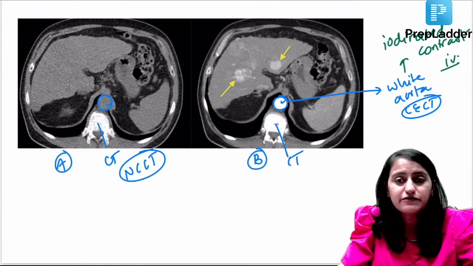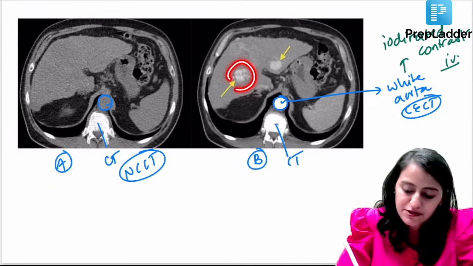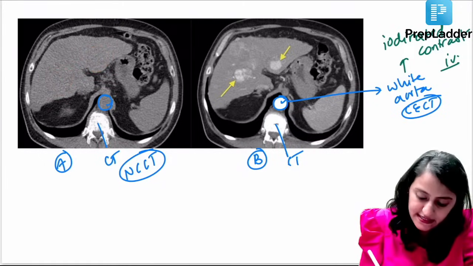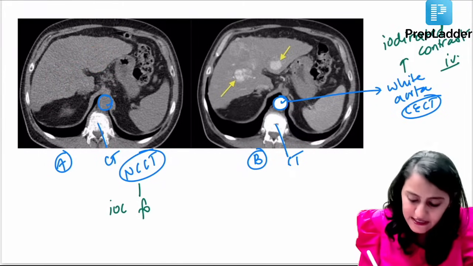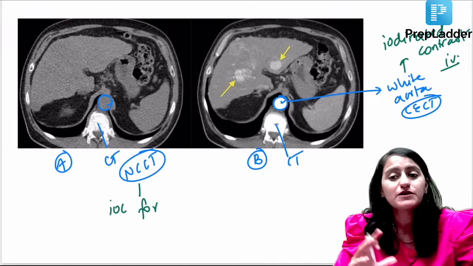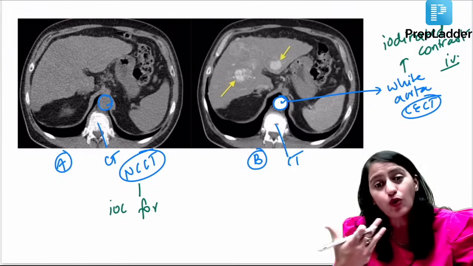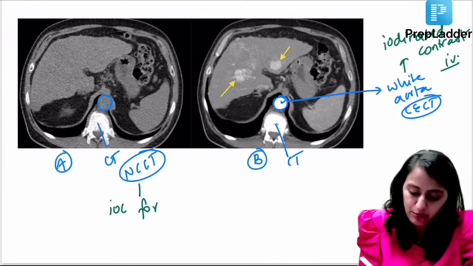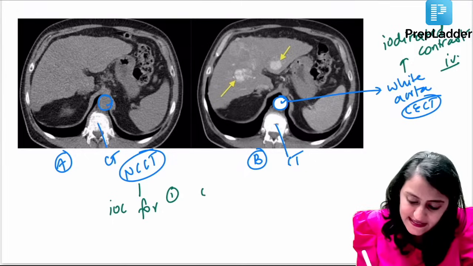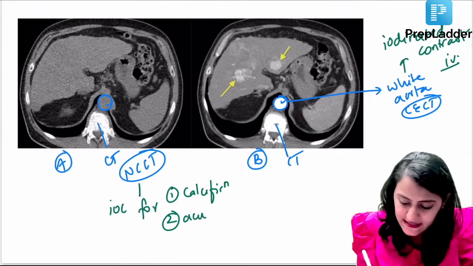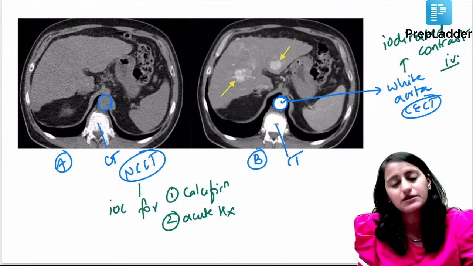So the importance of doing the contrast CT is it helps you pick up lesions like this, which can otherwise be missed on non-contrast CT. Non-contrast CT is going to be the investigation of choice for things which are already white on non-contrast CT. So you do not need to add contrast to make them look white. One is calcification, which is already white. Second is acute hemorrhage, which is already white.